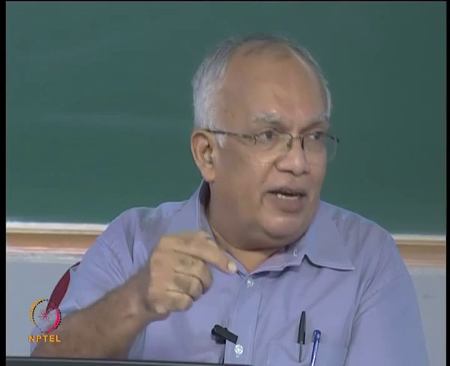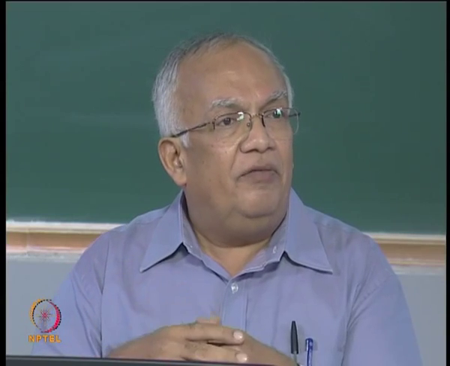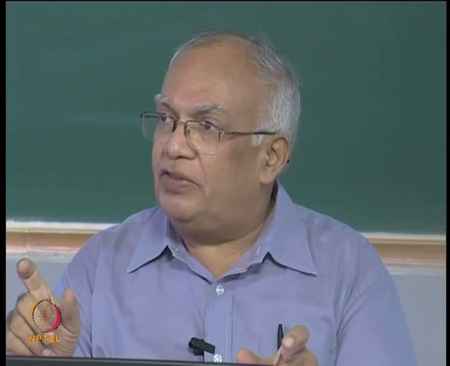So what we will do is, we will develop our tools for the two most common probes. One is light, electromagnetic radiation, okay, and the other is a prototype of a projectile which is fired at the target in a collision experiment. Regardless of what kind of projectile you might choose for a given experiment, we will develop our tools for electrons, and then the same techniques with appropriate modifications can be extended and developed further when you are dealing with other probes. So these are the basic ingredients of collision physics.